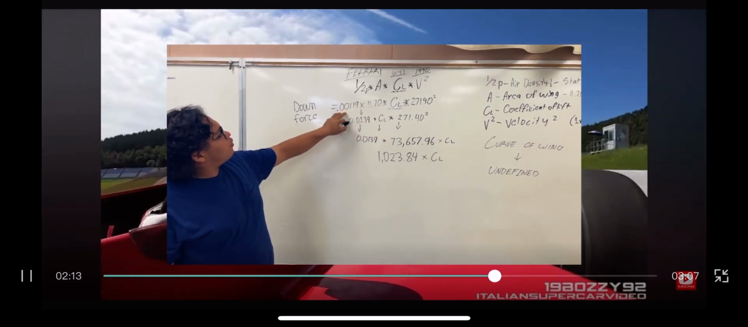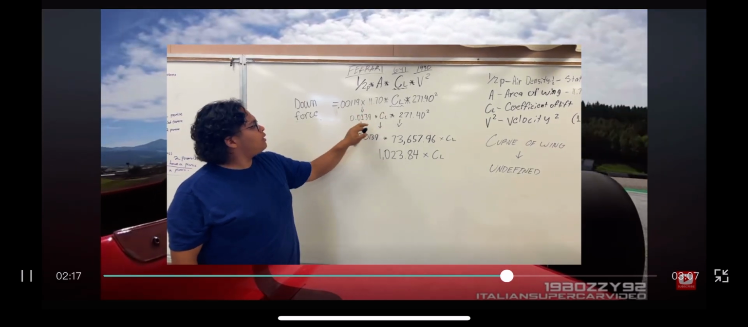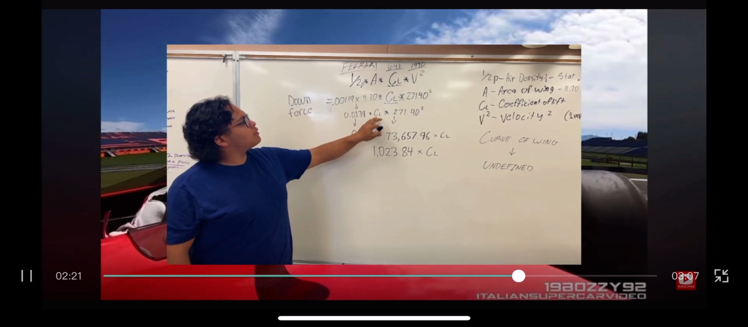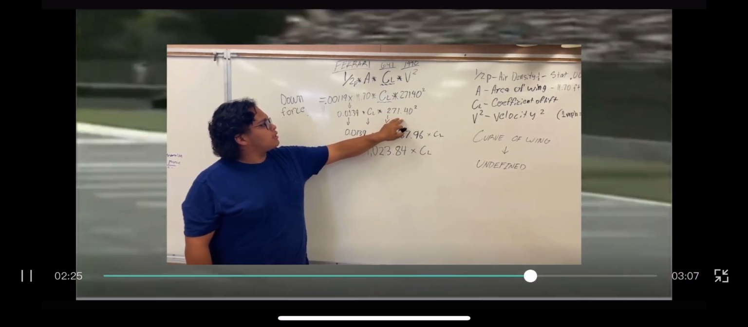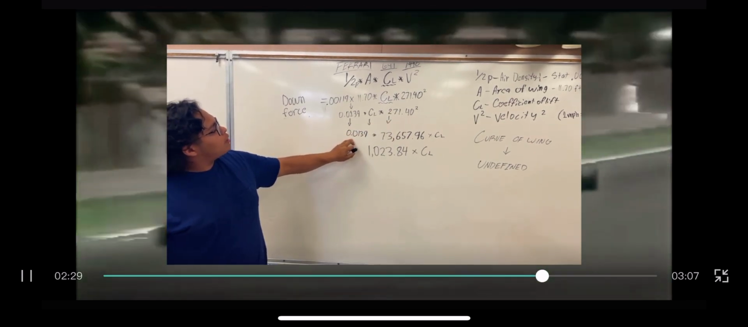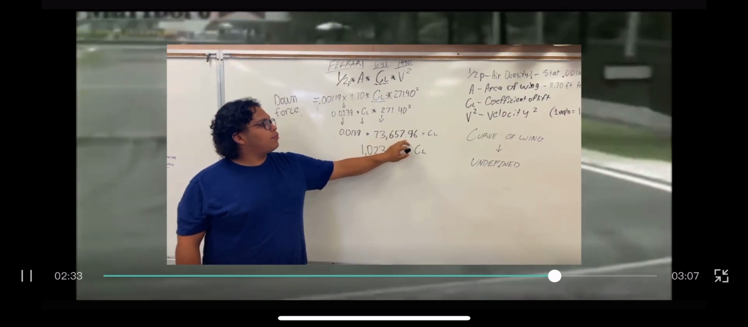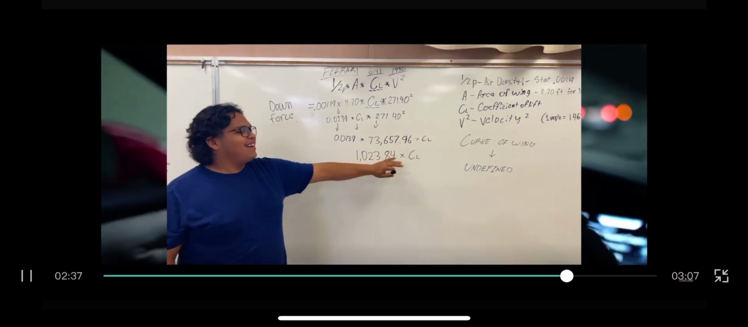So it's 0.00119 times 11.70, which gives us 0.0139 times the coefficient of lift that we don't have, times velocity squared. So we square velocity, and that gives us 0.0139 times 73,657.96 times the coefficient of lift.